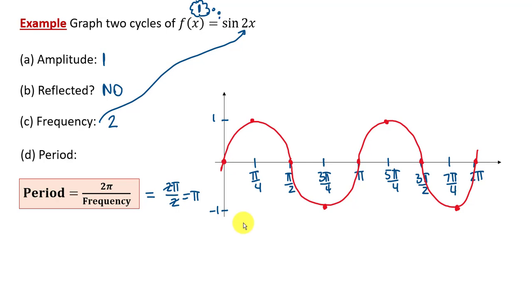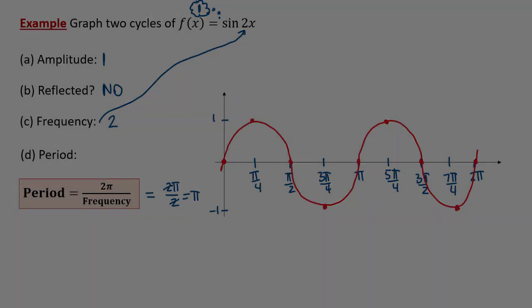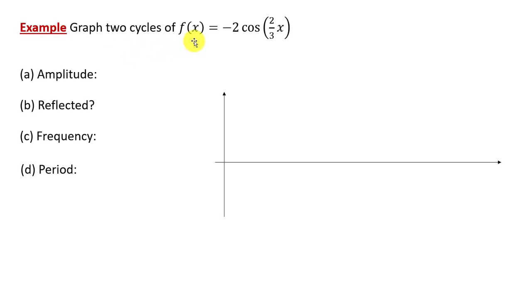So yeah, these are the steps we're going to take to graph sine and cosine functions. Let's do one more example. So we need to graph two cycles of the function f of x equals -2 cosine of 2 over 3x. Let's follow the steps. First, amplitude.